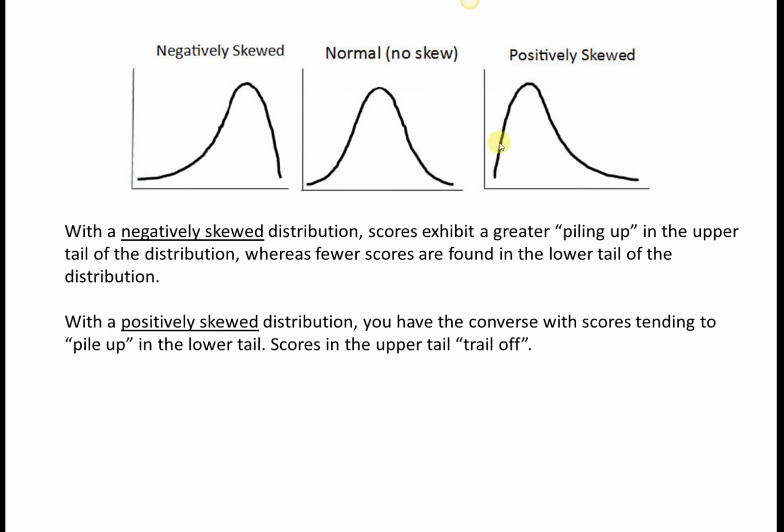With a positively skewed distribution, you can see a reversal of this trend, so that you have a pileup of scores on the lower end of the scale, and you have a trailing off of scores in the upper end of the distribution. So in this particular distribution, the mode is falling right here. The mean is falling out here, being pulled by the extreme scores on the upper end, and the median falls in between.